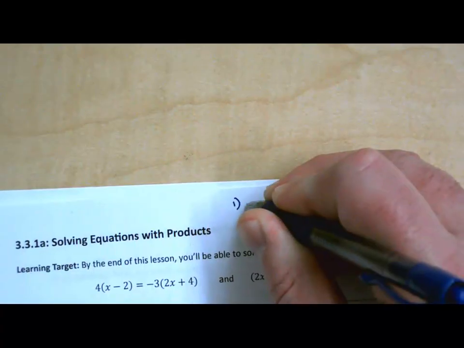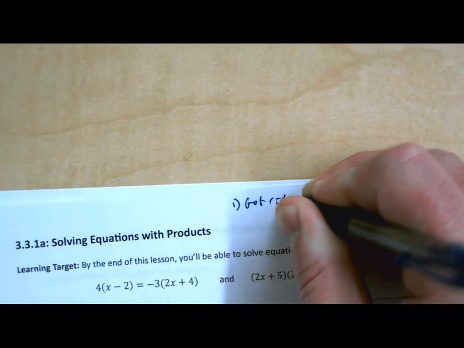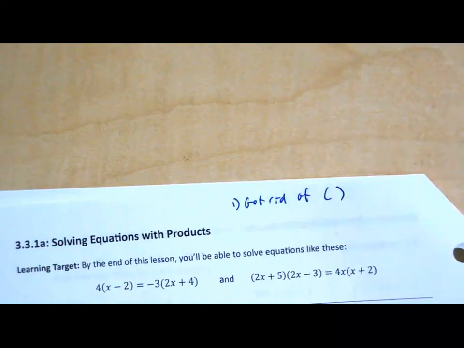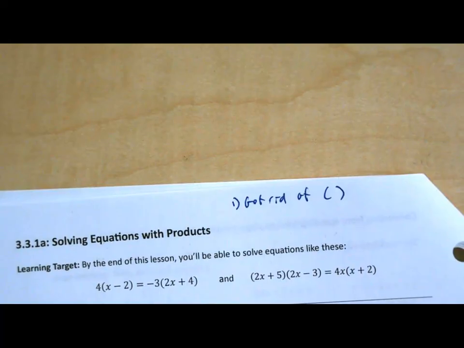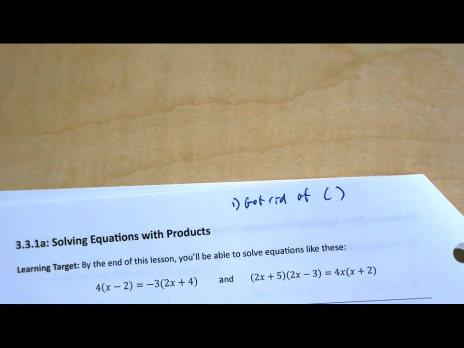Number 1, get rid of parentheses. If there's any parentheses in the problem, which we haven't seen yet, but we're going to start seeing it today, that's your first order of business. You want to get rid of those parentheses. We now have some tools for doing that, so that's the main thing we'll be doing today.